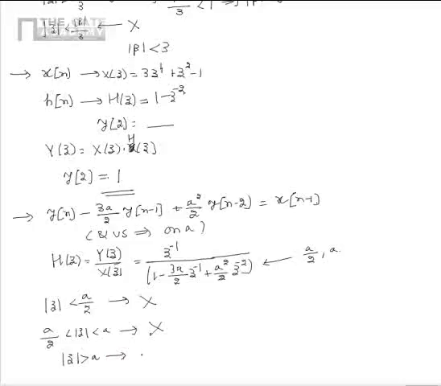So from the ROC mod z greater than a, we see that the system is causal. So this could be a correct ROC. But it's given that the system is unstable. So in this case, sorry, there should be a mod here as well, the mod a should be greater than 1. So from this we see that if the system is causal and unstable, the condition on a is that mod a greater than 1.